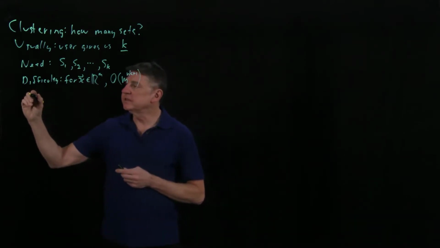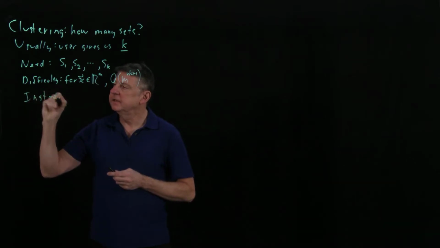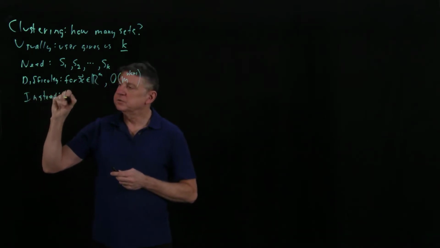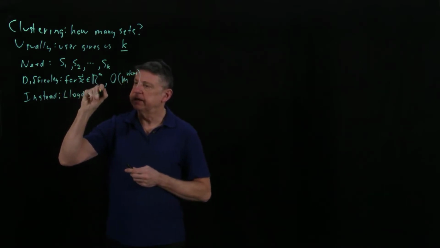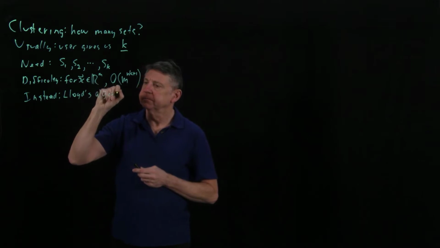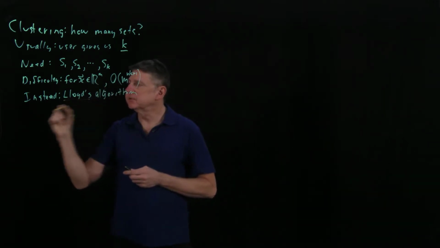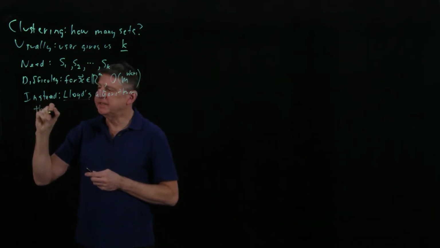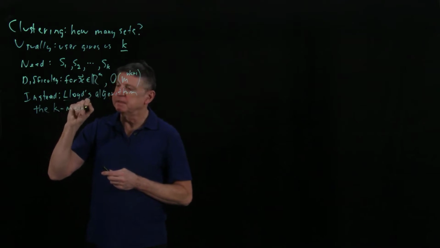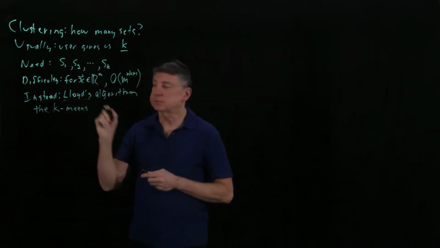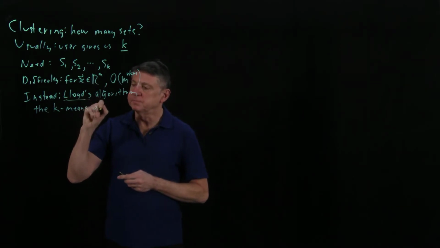So a heuristic is, instead, we use Lloyd's algorithm. And Lloyd's algorithm is sometimes called the K-means algorithm. That is, when people refer to the K-means algorithm, they almost invariably mean Lloyd's algorithm.